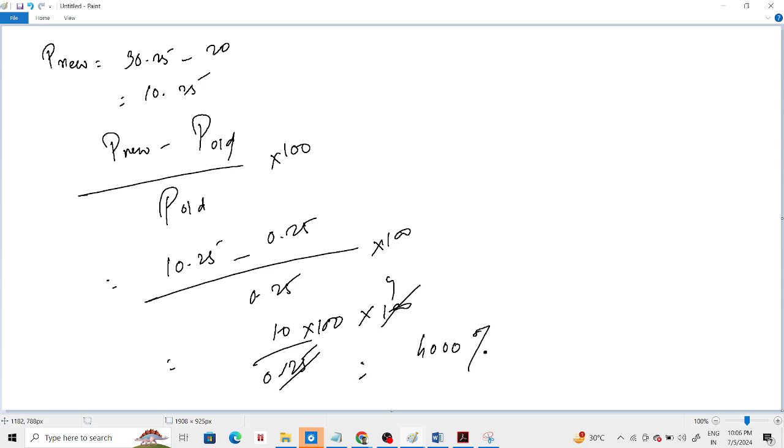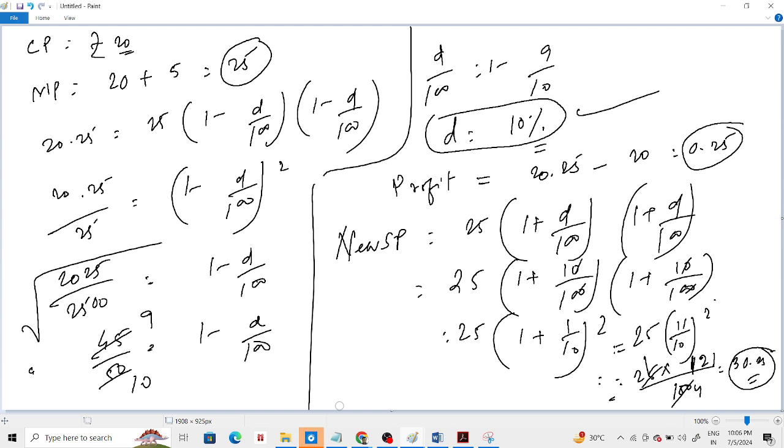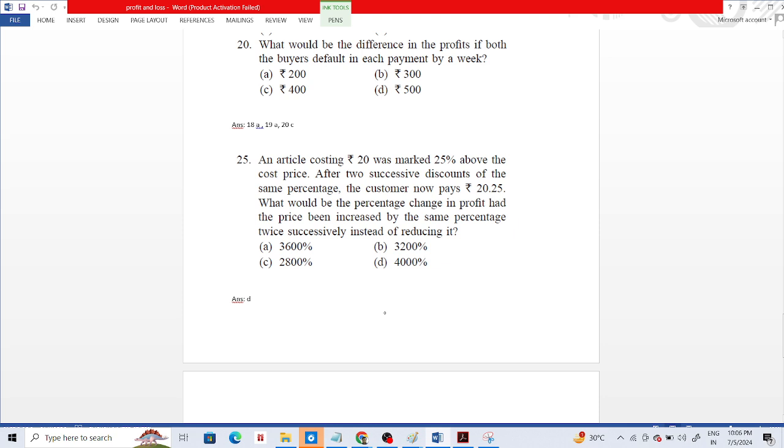4,000%. Please tell me, have you understood this sum? So I'll go through it once. Okay, I'm asking, why do you need to go through it?